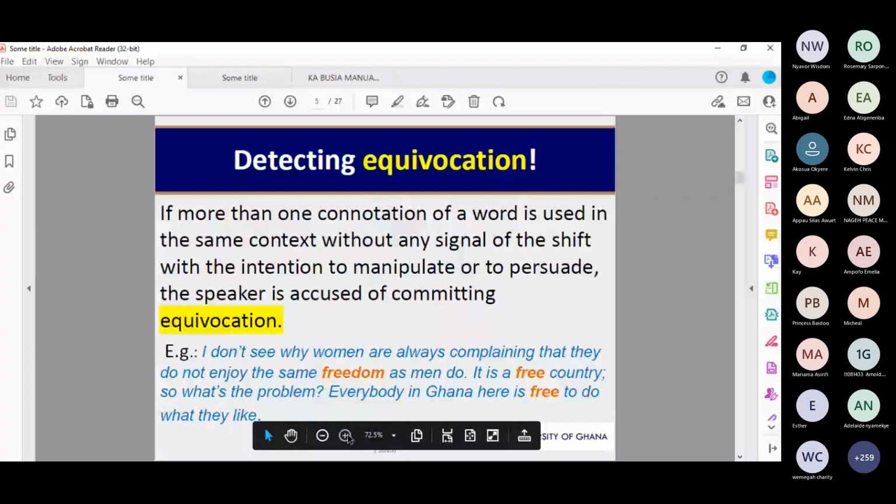So read the example down there. Please read the example. Go ahead. Example: I don't see why women are always complaining that they do not enjoy the same freedom as men do. It is a free country. So what's the problem? Everybody in Ghana here is free to do what they like.